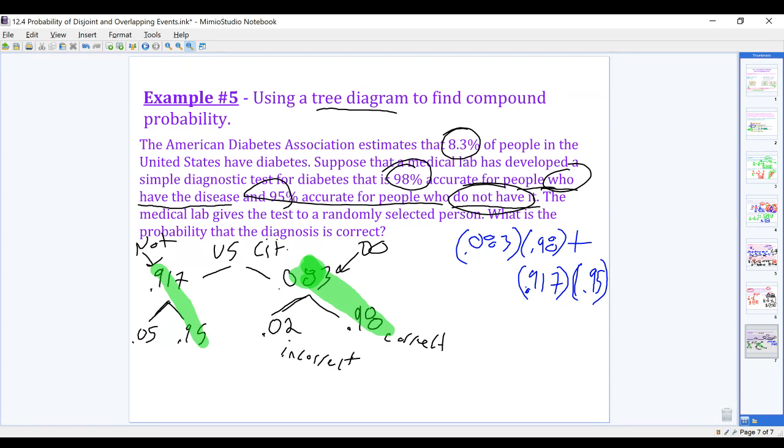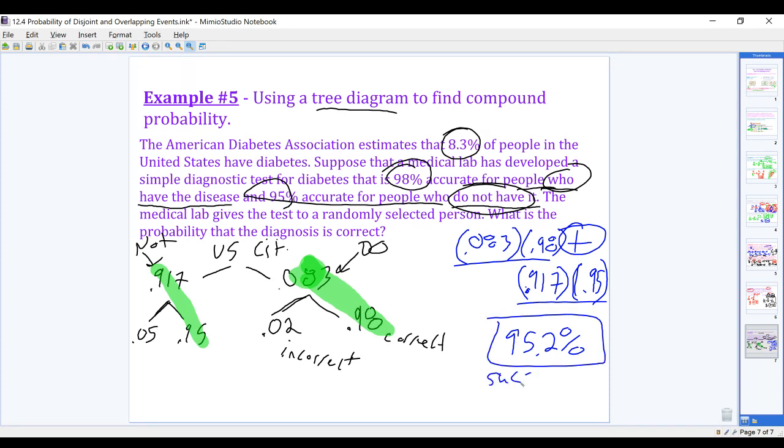All right, so we're going to multiply these two, multiply these two, and then add them up. That's how we're following this. Once you do that, the diagnostic should have a 95.2% success rate for both people that do have the disease and who do not have the disease. And that's what it means by compound. You're combining the two probabilities together in a sense. Great. That is 12.4.